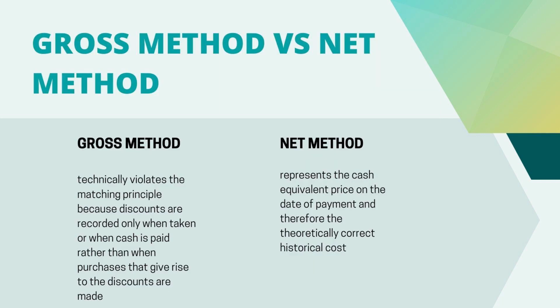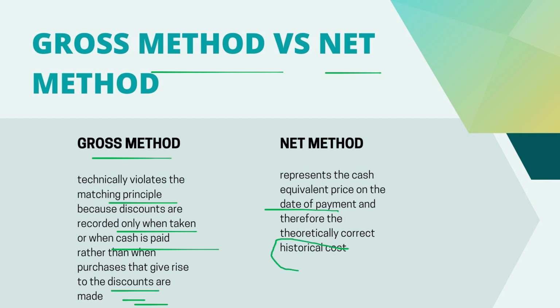Okay, so this is the gross method versus net method. Gross method, technically, violates the matching principle because discounts are recorded only when taken or when cash is paid, rather than when the purchases that give rise to the discounts are made. However, ang net method naman represents the cash equivalent price on the date of payment and therefore, theoretically correct yung kanyang historical cost. So, ang principle na nababiolate pagdating sa gross method is the matching principle.